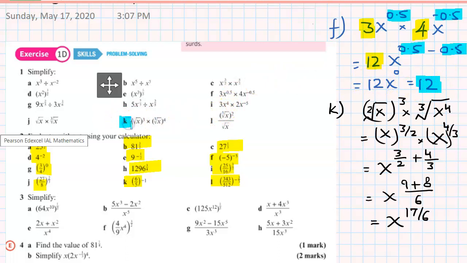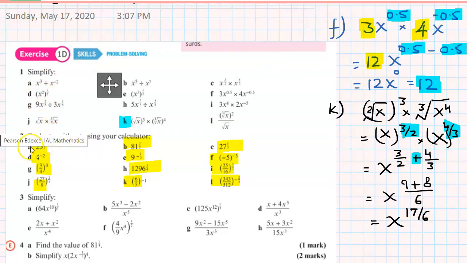Now part K. K is square root of x power 3. Now this is written as x to the power 3 over 2. And this is x to the power 4 and 3 is outside, so it is written as 4 over 3. The base is the same, x, so we have to add these powers, 3 over 2 plus 4 over 3. So that is x to the power 17 over 6.